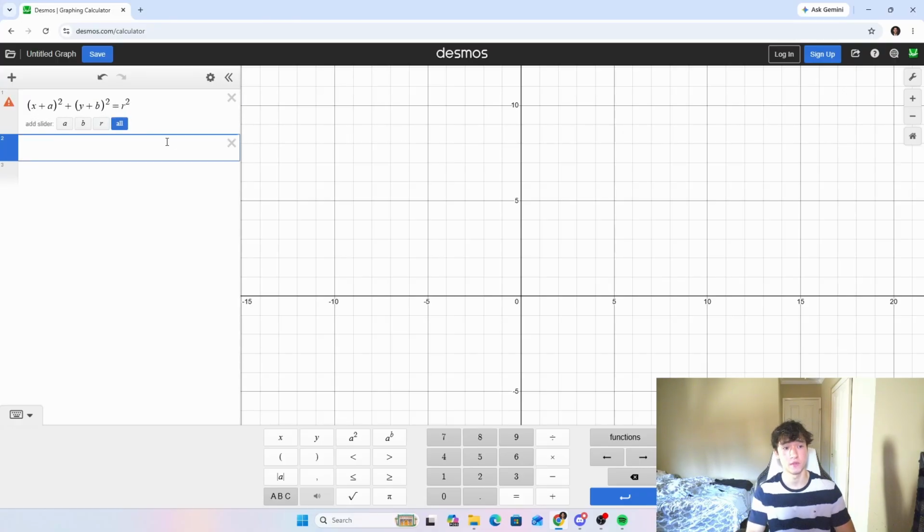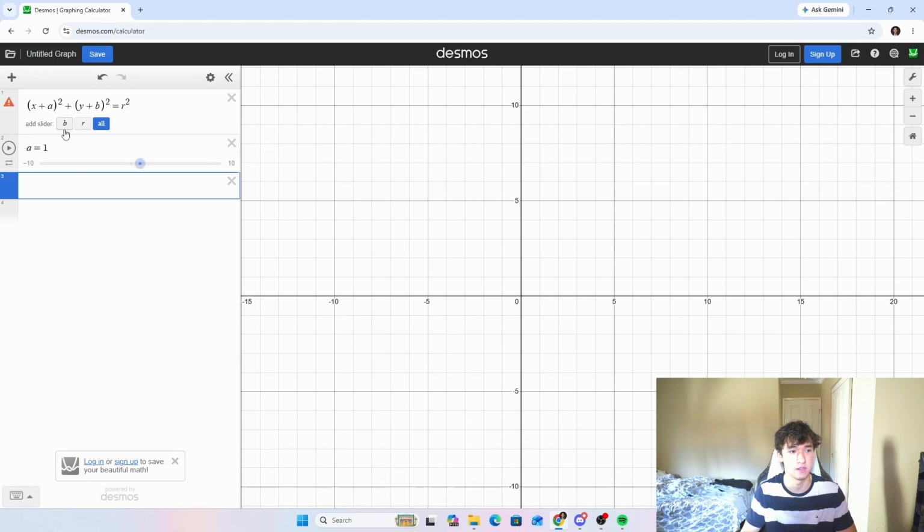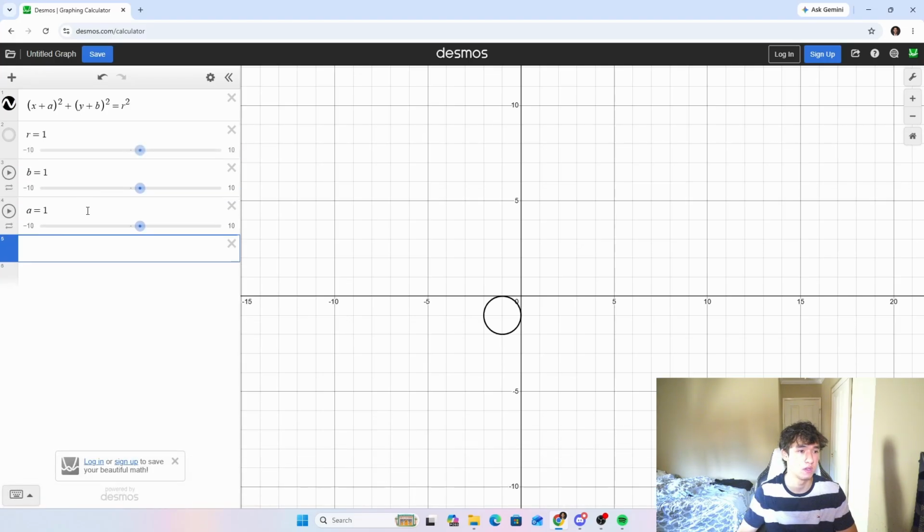Okay, now we need to have, here you can add a slider, right? So our radius is going to determine how big the circle is, right?